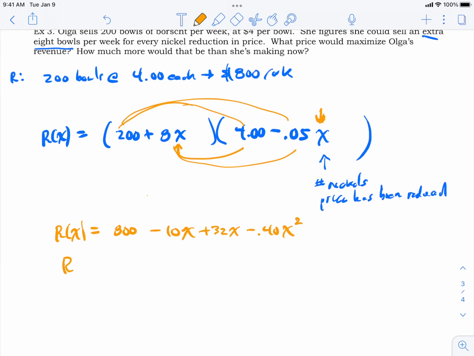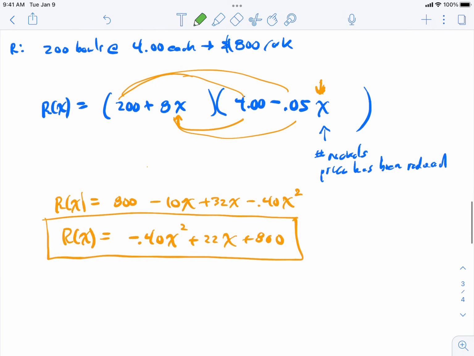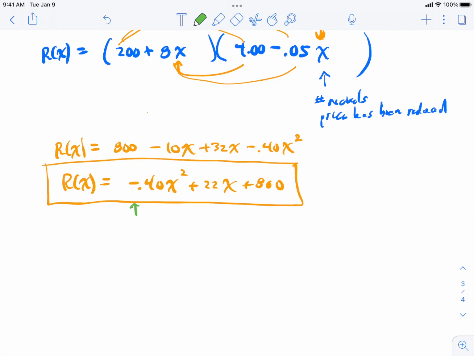So put this as a polynomial in standard form. That means put the x squared term first, the x term next, the constant last. There is our revenue function as a polynomial in standard form. It's a parabola, because it's x squared, a degree 2 polynomial. Its negative lead coefficient means that it opens upside down, so we have a rough idea what the picture is. When x is 0, you're starting at 800. That was her original: if she does nothing, she's going to make $800 a week. We expect this to go like this.